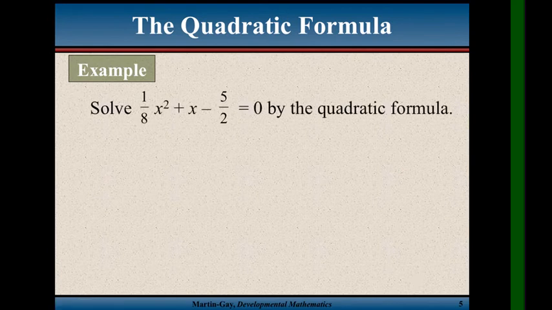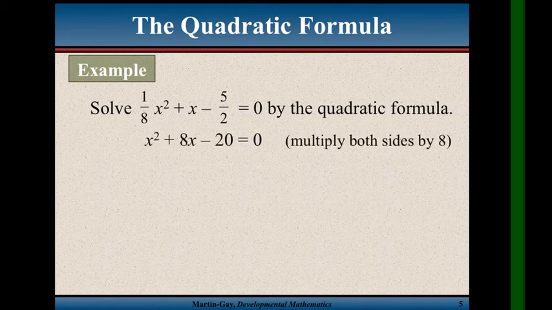1 over 8 x squared plus x minus 5 over 2 equals 0. By quadratic formula, okay, so what I've done is multiply both sides by 8. So that is 8 divided by 8 is 1 times 1 is 1x squared. In 8 times 1, there's no denominator here, so 8 times 1 is 8x. Then 8 divided by 2 is 4 times 5 is 20 equals 0. So the a is 1, b is 8, and c is negative 20.